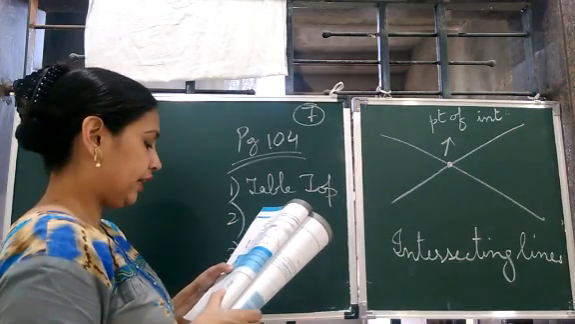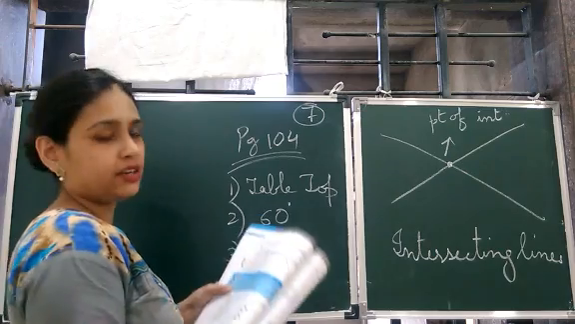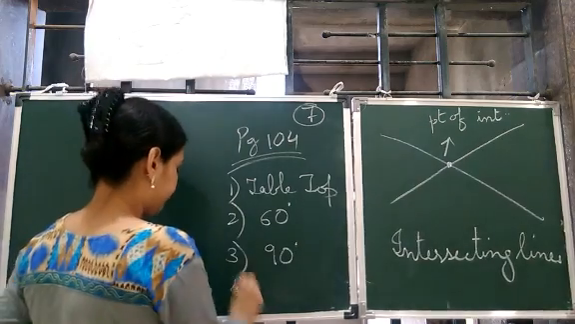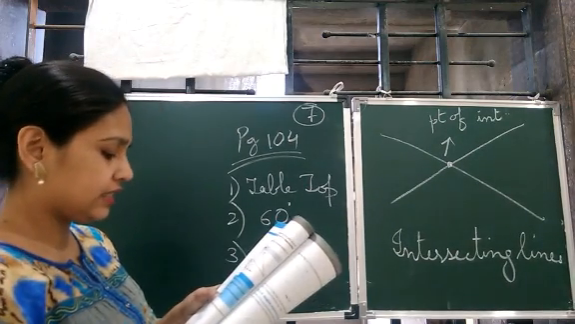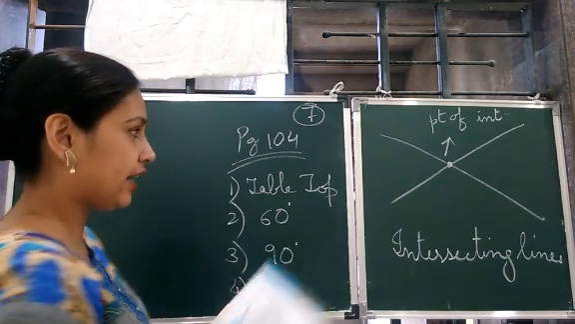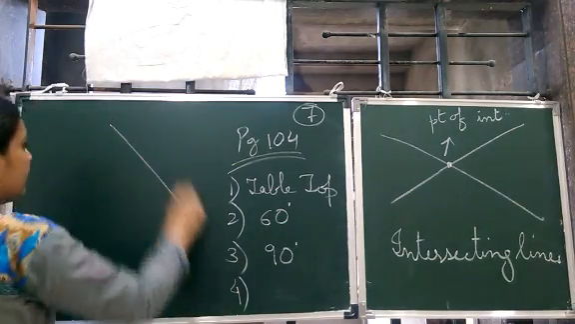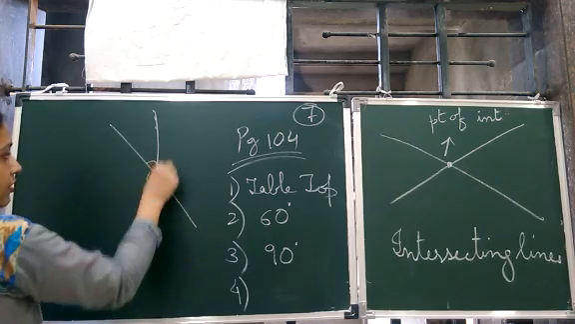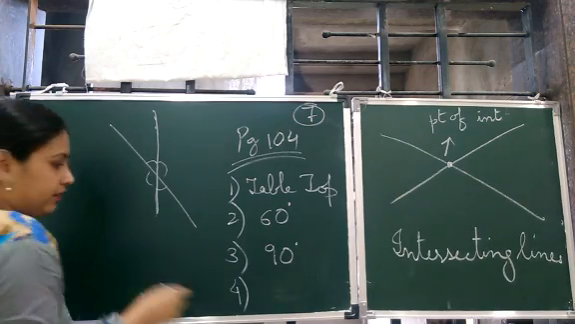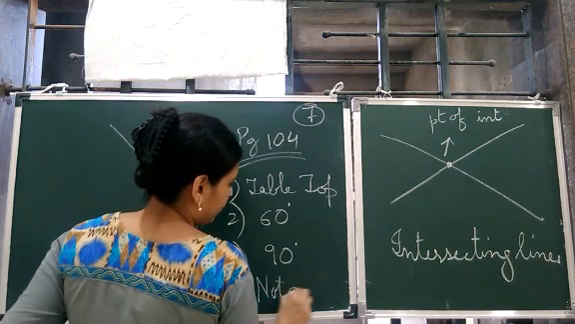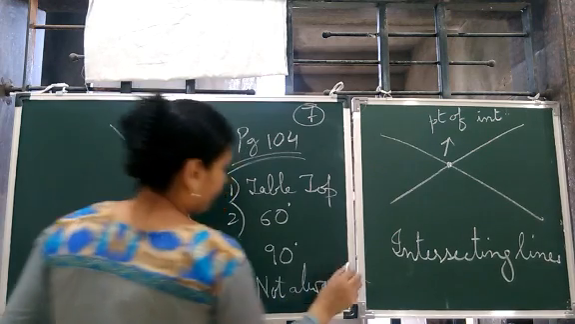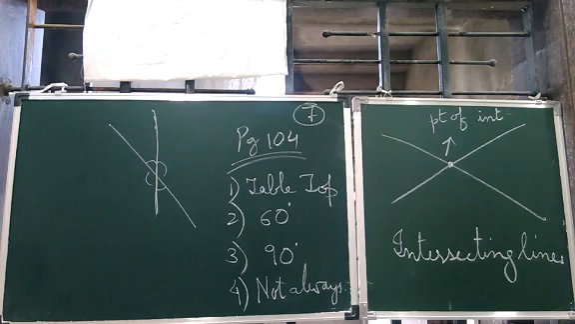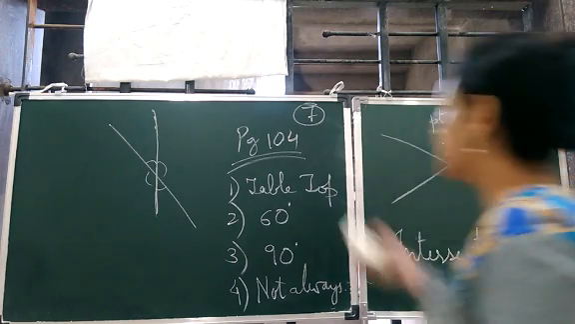Third one, draw any rectangle and find the measures. If it's a rectangle, then all four angles formed at the vertices will be right angles. If two lines intersect, do they always intersect at right angles? No. This is not a right angle. All the four angles are not right angles. So you can say not always. So here we studied intersecting lines.